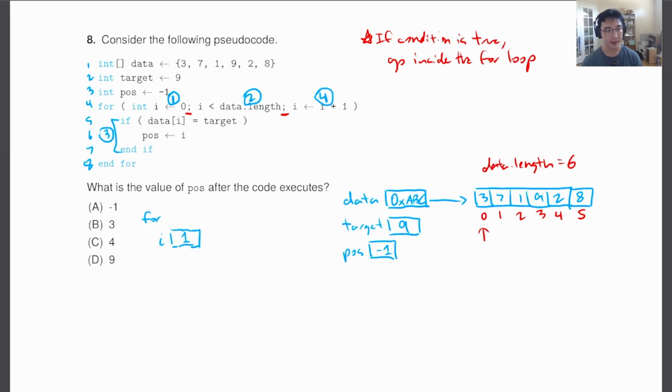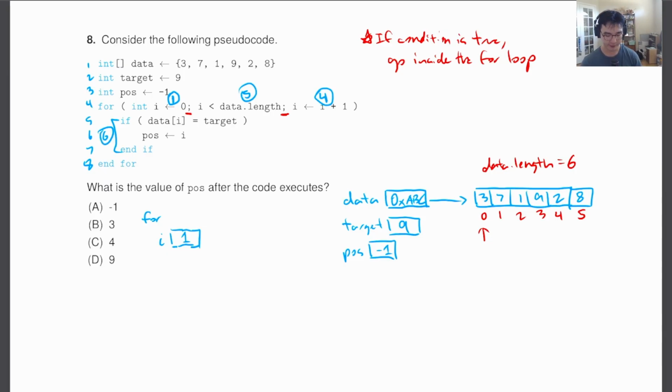Now, after you go to the change, you now go back to the condition. And we ask ourselves, I is now 5, is I less than data length? Is 5 less than 6? That's true. So because the condition is true for the for loop, you go inside the for loop, and we're back at line 5. So we are now here.